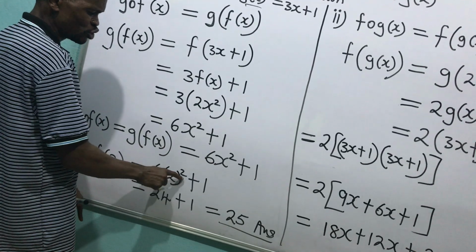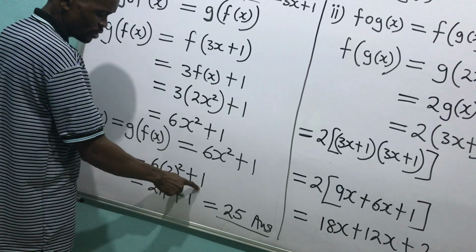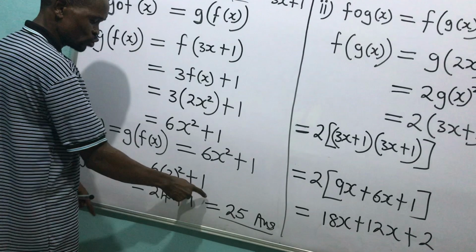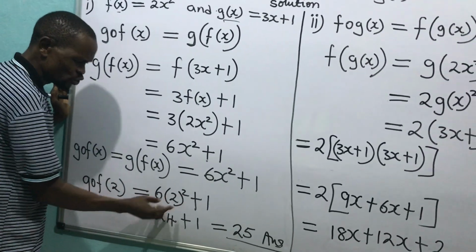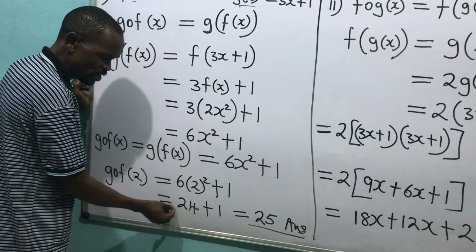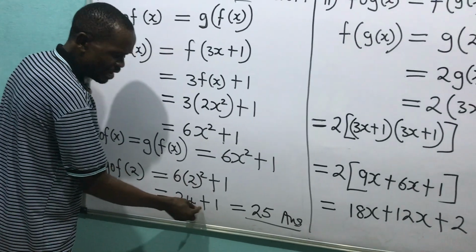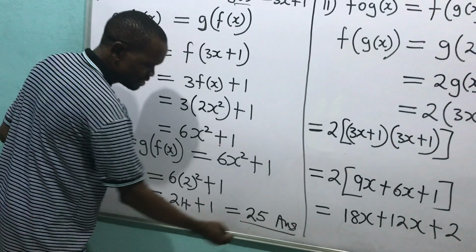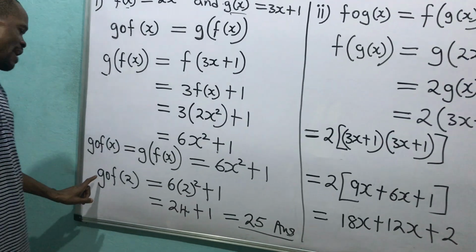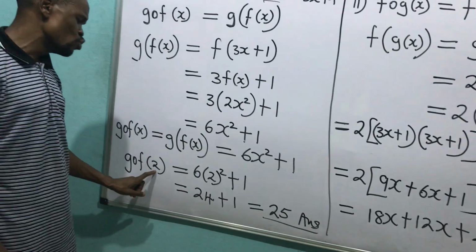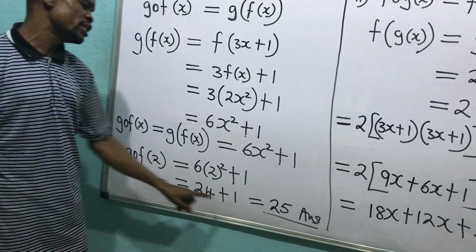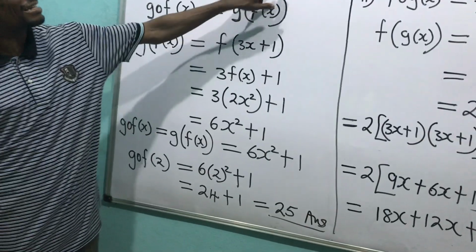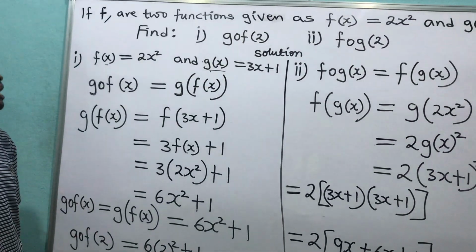It becomes 2 raised to the power 2 plus 1, and this 6 is multiplying it. 2 raised to the power 2 will give me 4. 4 times 6 will give me 24, plus 1. And that 24 plus 1 gives me 25. That means gf of 2 is equal to 25. And that's the answer to what they asked me in question I.